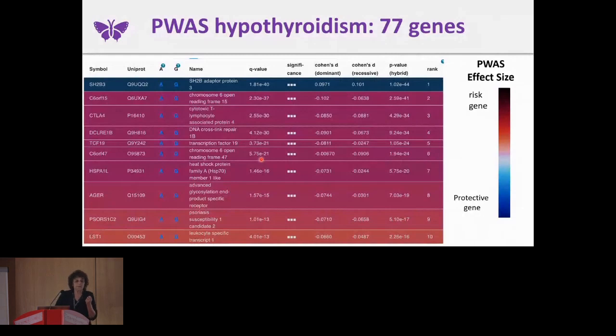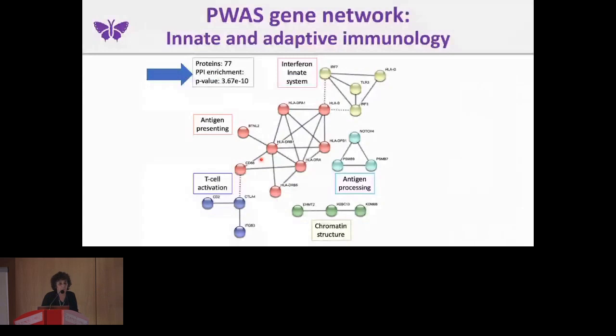When we take these 77 and ask what they are, to our surprise, and for anyone that did GWAS, including us, we know that in most cases, when we take the list from GWAS and try to get some network, you get nothing. That's the default, and that's fine. That's what we always get. But here we got a really strong network. When we look at what they are, this is antigen presenting, T cell, antigen processing, interferon, and so on, a very significant network.